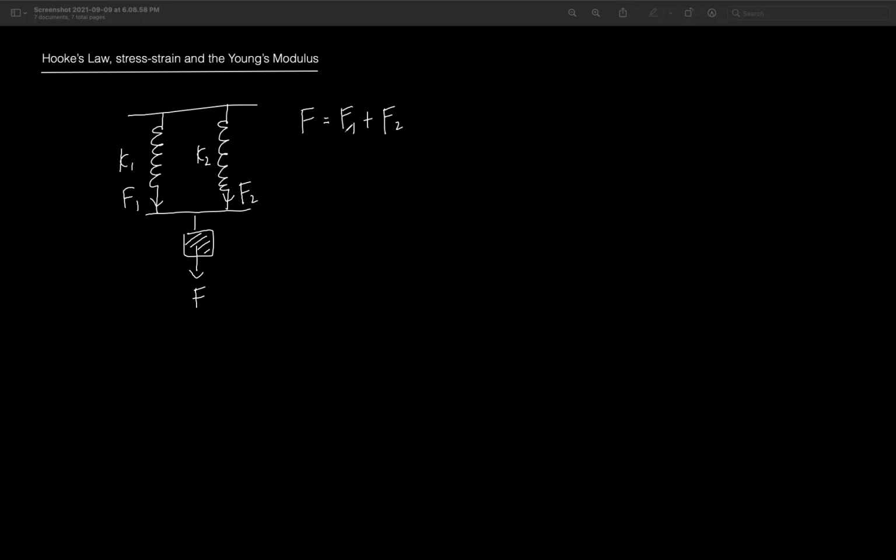Okay, then we put in F1. What's F1? F1 is equal to K1X. Okay, you can say K1X1 plus K2X2. But the X are the same because these two springs share the same extension. So I can just write it as K1X plus K2X. Okay, same extension.